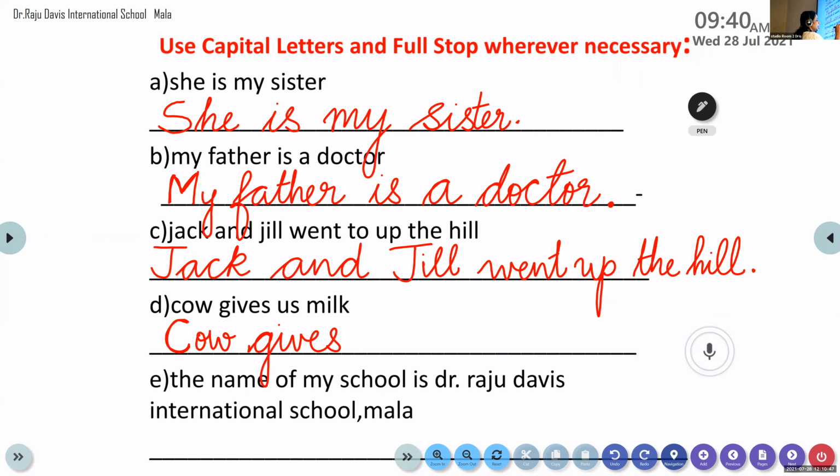gives us milk. After we complete the sentence, what do we have to do? In order to show that the sentence is over, we have to place a dot at the end of the sentence. That dot is called the full stop. Very good. So all of you, please do write it. A full stop. So in today's session, let's complete at least 5 sentences.